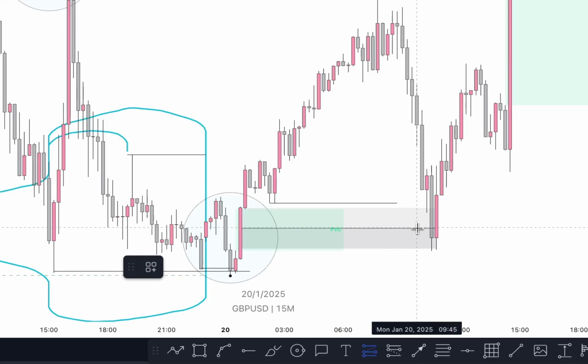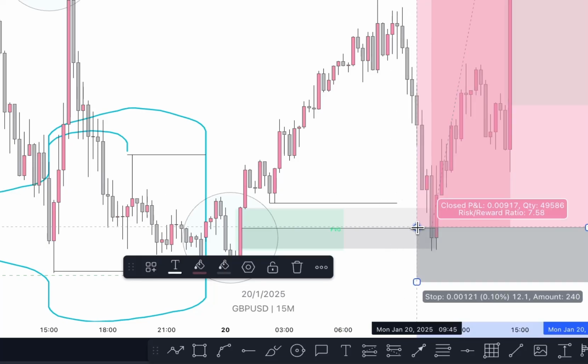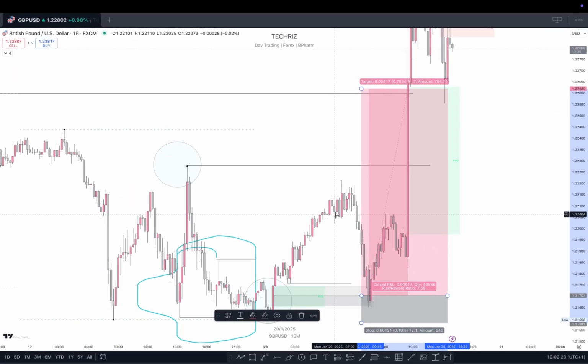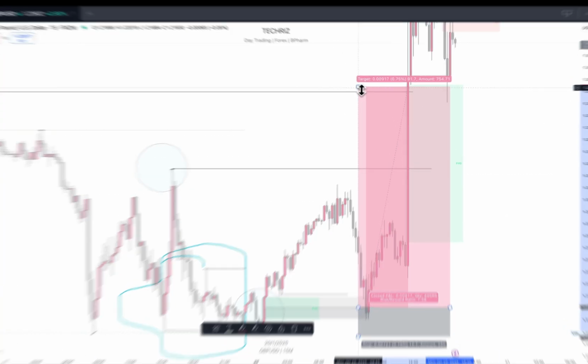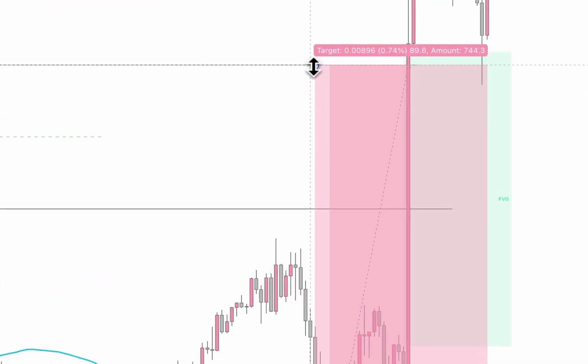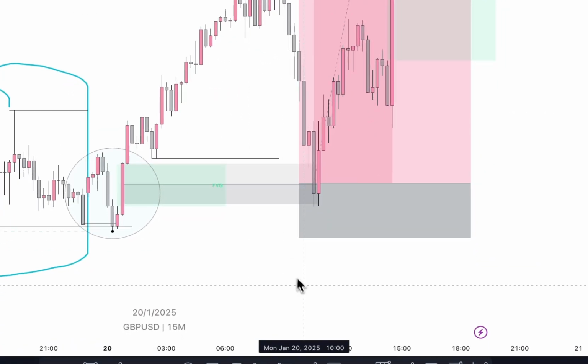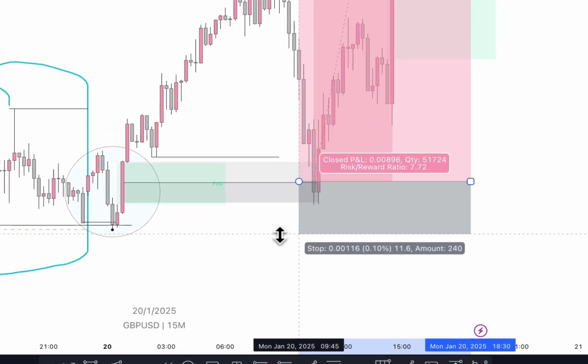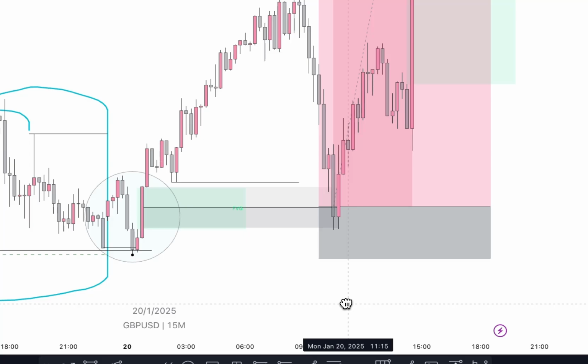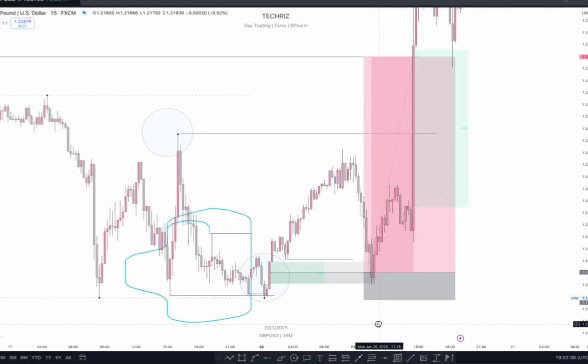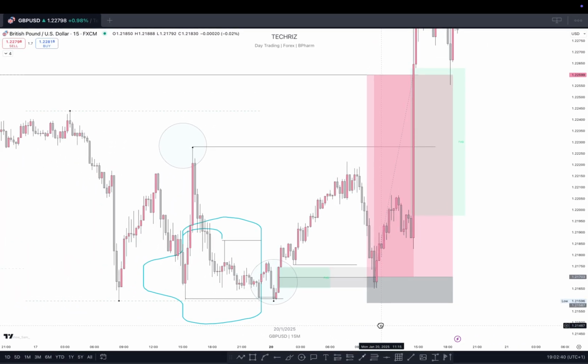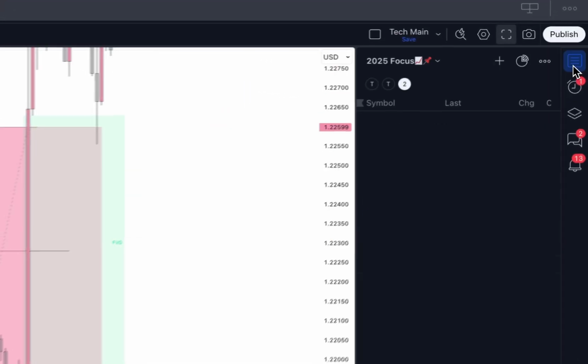And so you just take your entry from there, and your target on that high, right? Then your SL below that low, boom, and you have a 7-hour trade. Now let's get to the one on USDCAD, right? So let's see what USDCAD did.